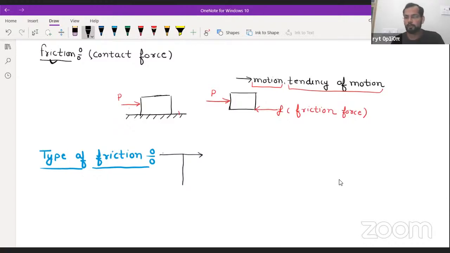Okay, very good, Muhammad Jahid. So the types of friction are what? There are basically two types of friction. First one is static friction, and second one is kinetic friction.